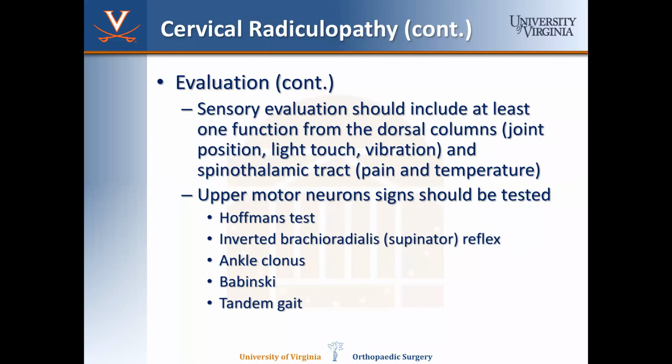So sensory evaluation, one function of the dorsal column, so light touch, and then you can do pinprick for spinothalamic. So always be mindful and do an exam for upper motor neuron signs. So Hoffman test is a quick hyperflexion or extension of the IP of the long finger, resulting in a compensatory flexion. Sorry, guys, of the IP of the thumb.